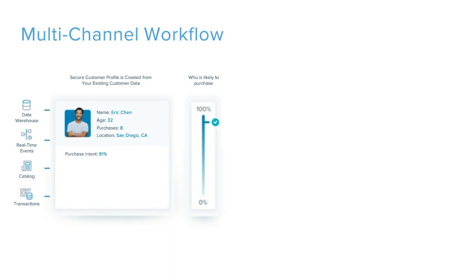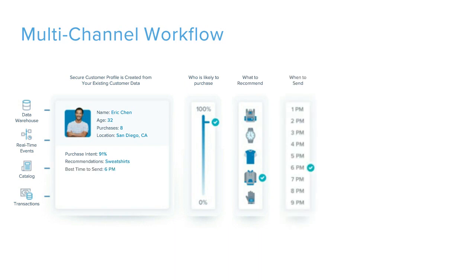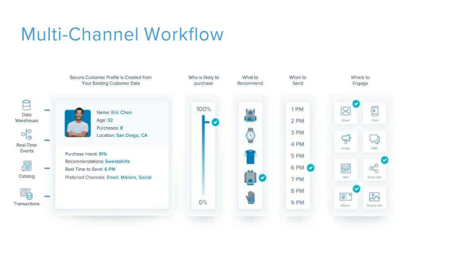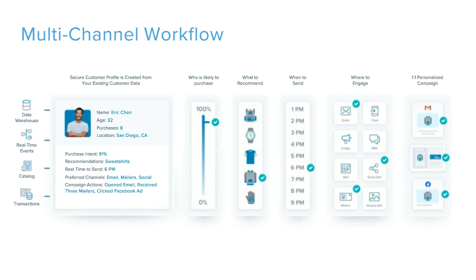So first, it's the purchase intent. What is your customer likely to purchase? What should you recommend to them? What content or products would resonate with your customer? When's the right time to engage with them? And where is the right place to engage with them? And then if you can orchestrate all these things together in one platform, you actually can produce one-to-one, highly personalized, highly relevant campaigns in this multi-channel, multi-device world we now live in.